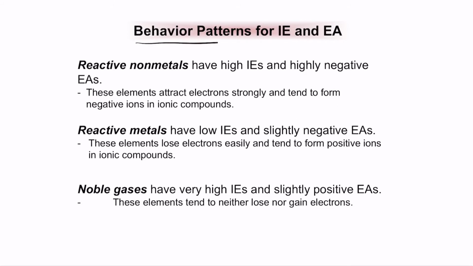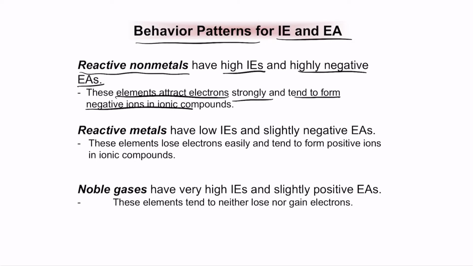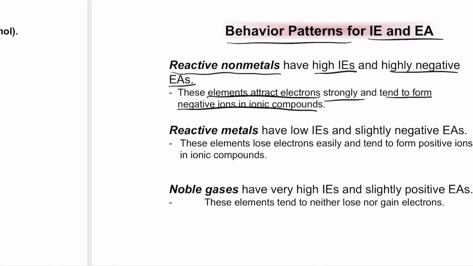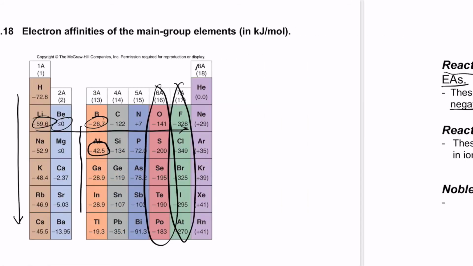Now, in terms of the behavior patterns between ionization energy and electron affinity, remember that ionization energy is exactly opposite to that of the electron affinity, because ionization energy is the energy required to remove 1 mole of electrons, and electron affinity is the energy change when you add 1 mole of electrons. Now, reactive nonmetals generally have high ionization energies and highly negative electron affinities. These elements generally attract electrons strongly and tend to form negative ions in compounds. The most common nonmetals are the last groups of elements, the 7A and 6A group elements. That's the reason why you notice that the electron affinity values are really high there.